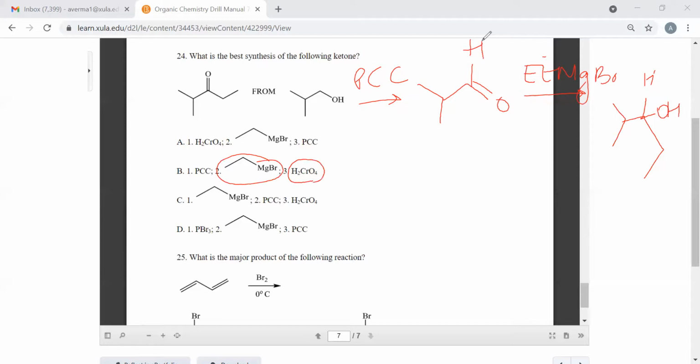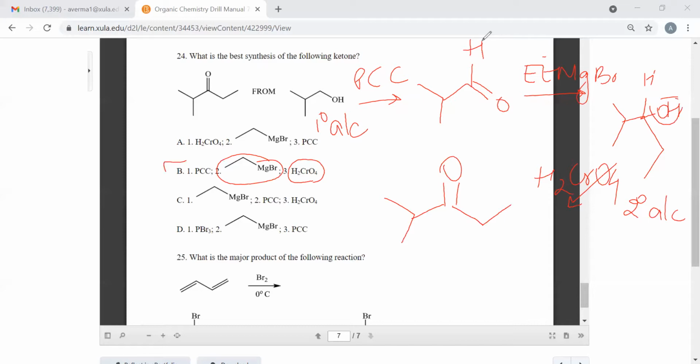The last is chromic acid. Now it will not matter. In my primary alcohols, it will matter, but not in my secondary alcohols. I can use chromic acid. I can use PCC also. So this OH is going to be oxidized and I will get my final product. So I think the answer is B.